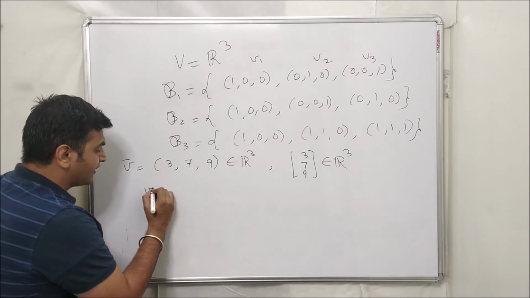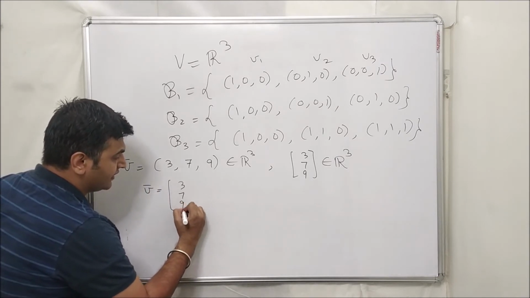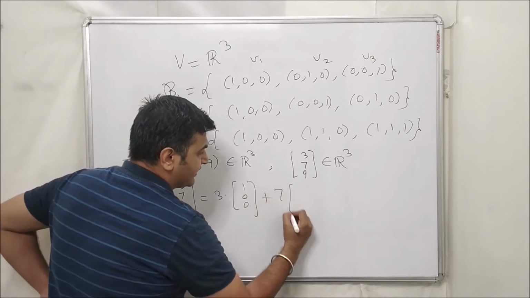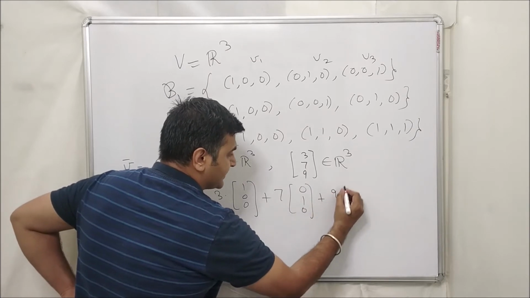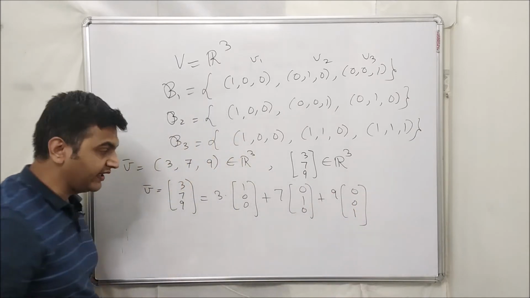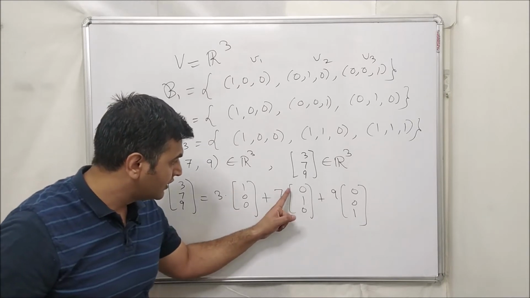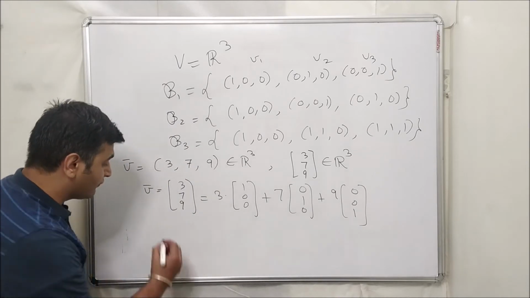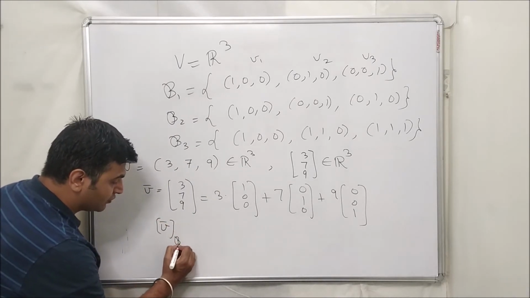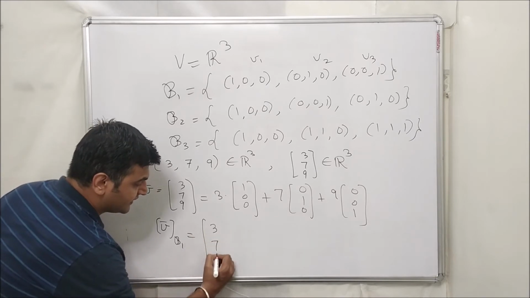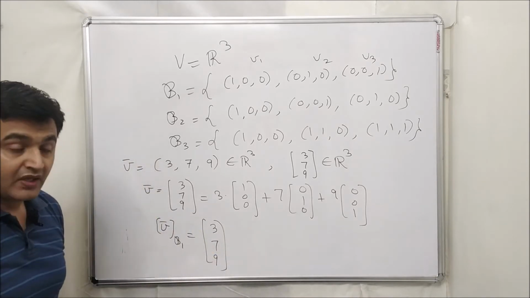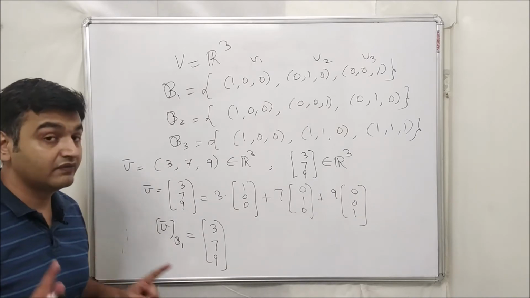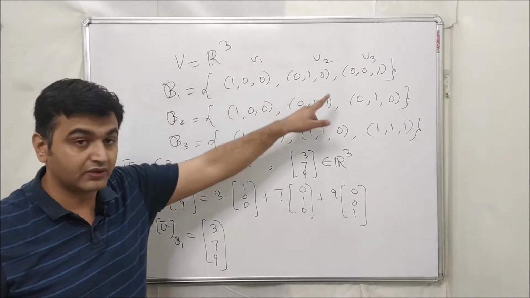Now you know that you can write V bar, which is nothing but (3,7,9), as 3 times (1,0,0) plus 7 times (0,1,0) plus 9 times (0,0,1). You can take these scalars inside: (3,0,0), (0,7,0), (0,0,9), and when you add, you get the same thing. So what is the coordinate vector for V with respect to the basis B1? The coordinate vector is (3,7,9), the same thing. So only for the standard basis, in this standard order, the vector is the same as the coordinate vector.